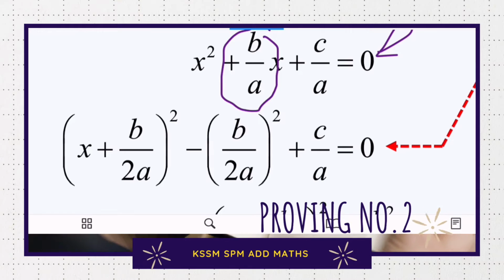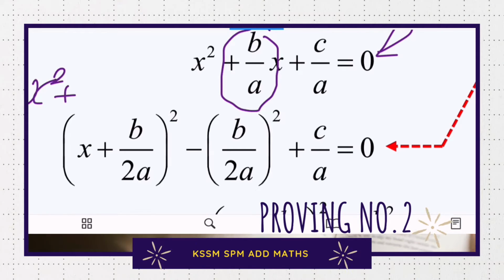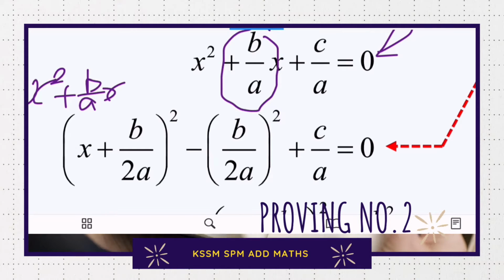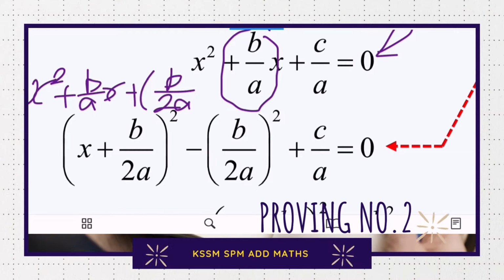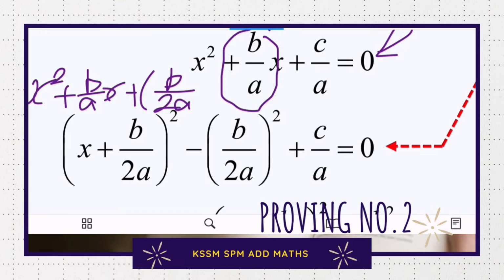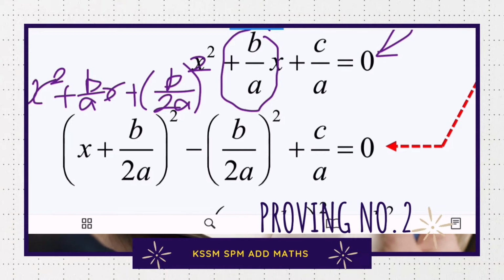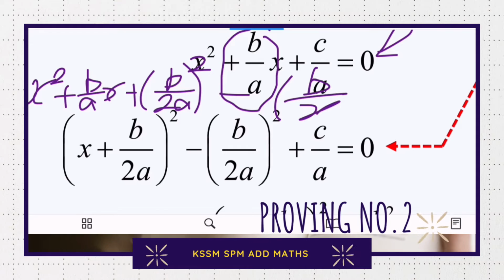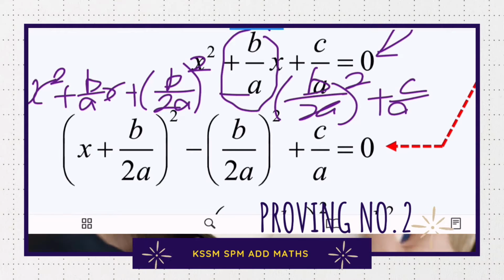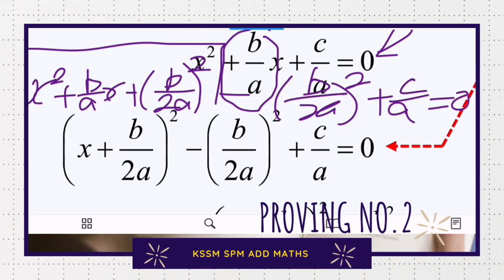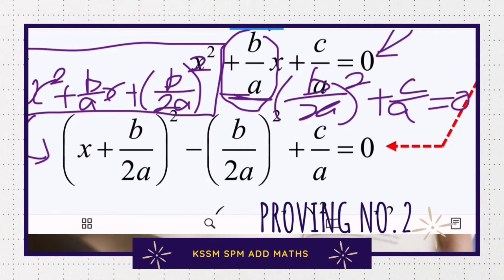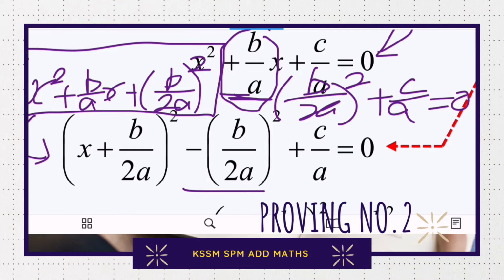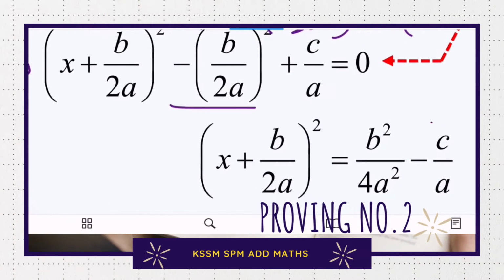So actually by right we will write x squared plus b over a x, and we need to plus b over 2a, and then square, and immediately we minus b over 2a squared, plus c over a equal to 0. That's why we get a perfect square for this. So we get x plus b over 2a, but we still have the minus b over 2a there, squared, plus c over a equal to 0. Got it? Okay, we have the perfect square already.